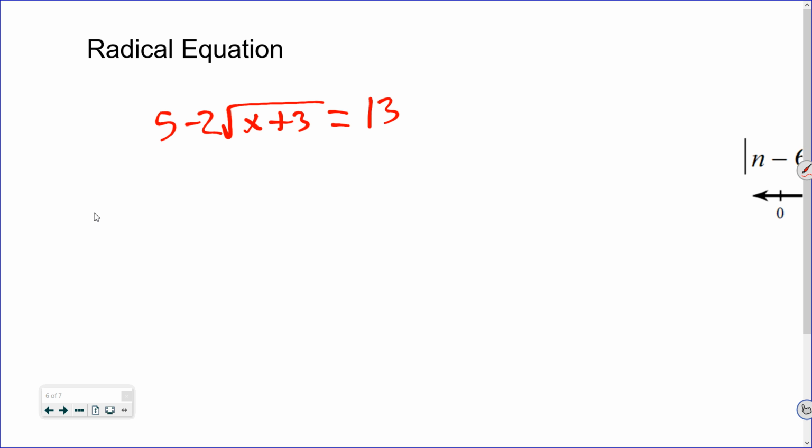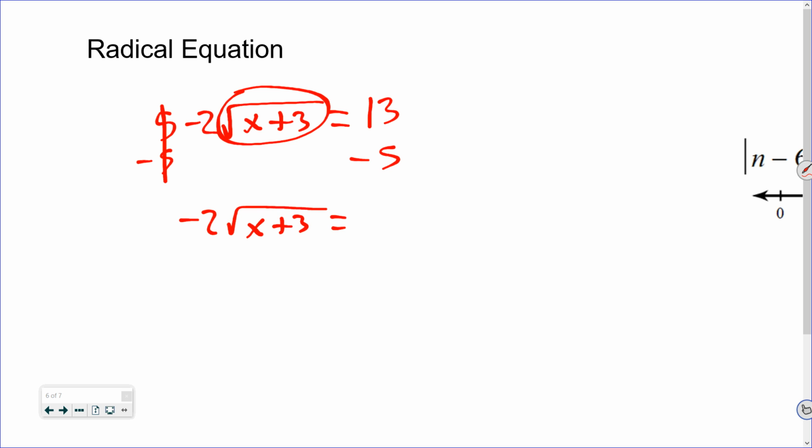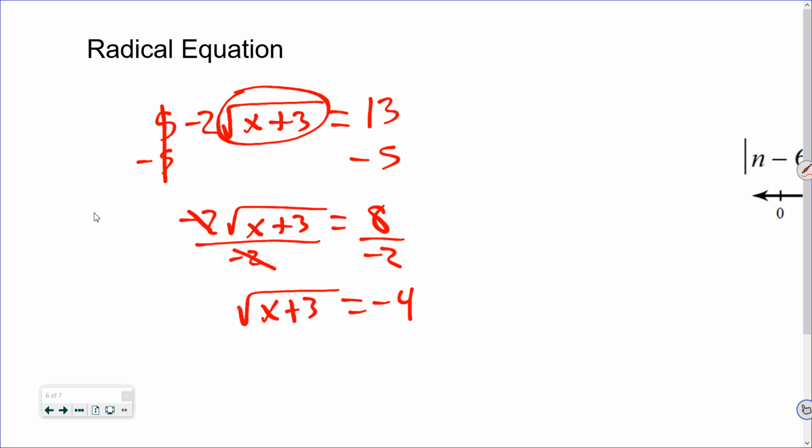So first thing, just like the absolute value equation, is get that radical by itself. So I'm going to minus a 5 over first. So I get negative 2 square root of x plus 3 equals 8. Divide by negative 2. I get the square root of x plus 3 equals negative 4. So that's your first step, is to get that radical by itself. The second step is you got to get rid of the square root. So to get rid of the square root, we square both sides.